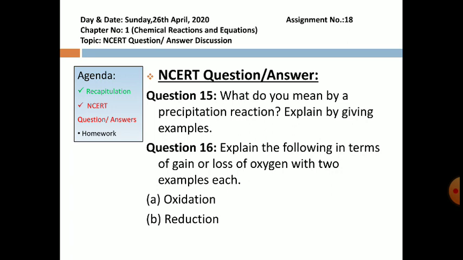One more example. When sodium sulfate reacts with barium chloride, it gives barium sulfate, which is solid and white in color, and sodium chloride. The balanced chemical equation is Na2SO4 plus BaCl2 gives BaSO4 plus 2NaCl.